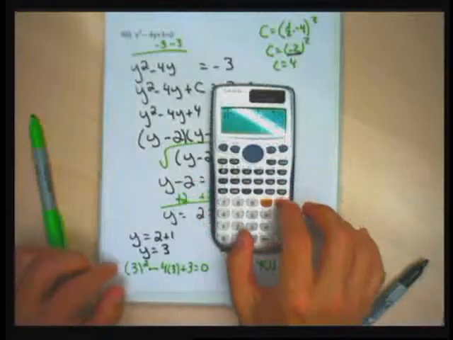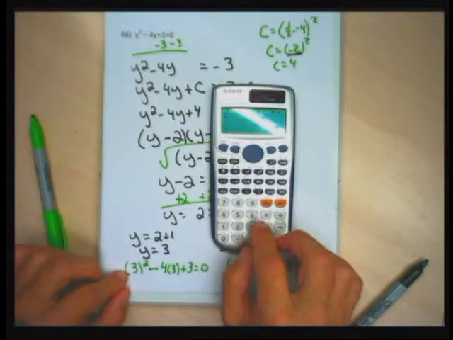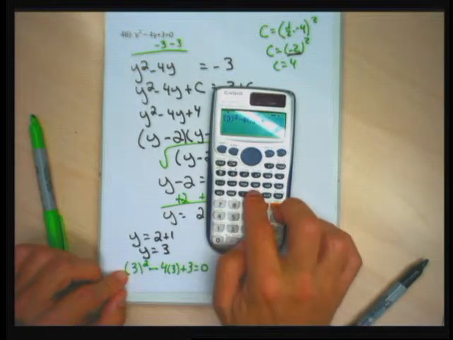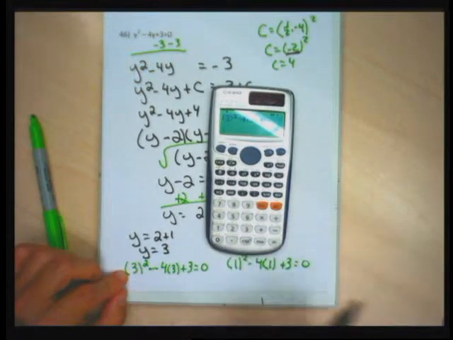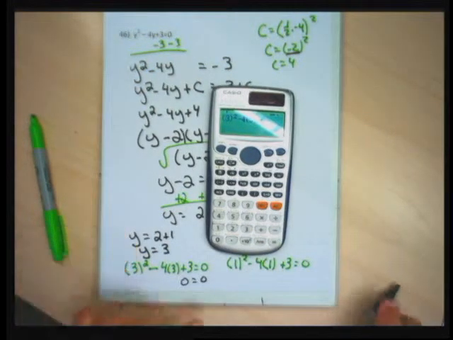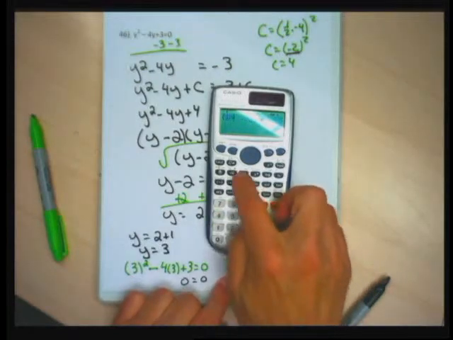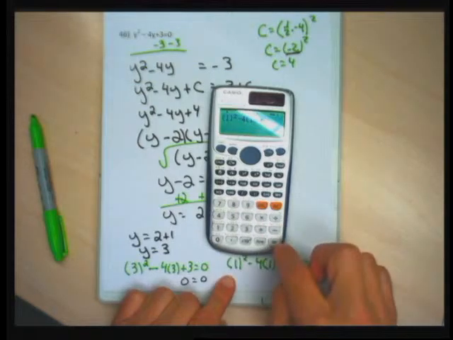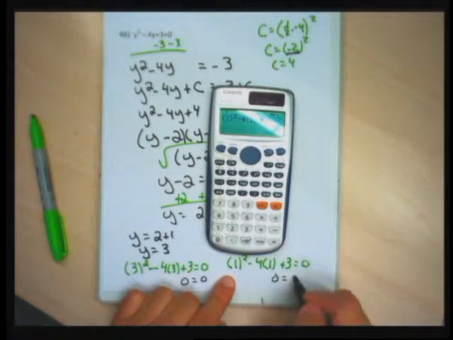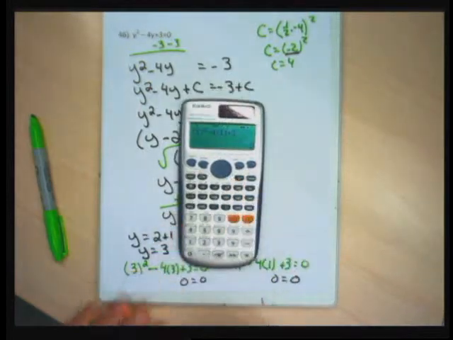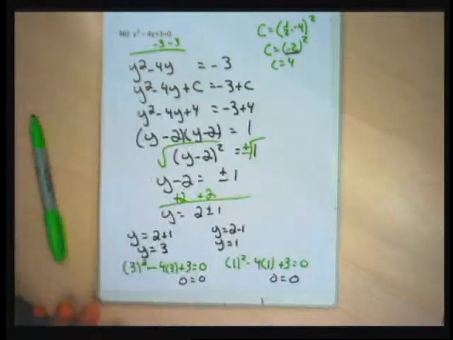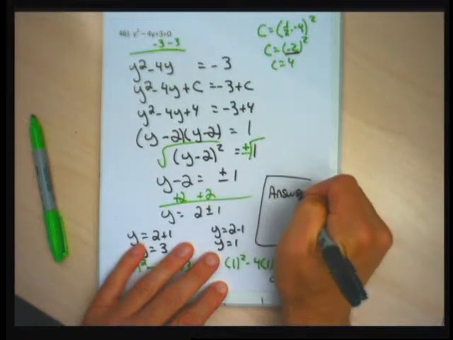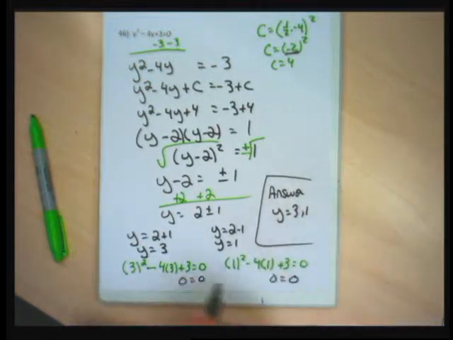So first one, 3 squared minus 4 times 3 plus 3. That gives me 0 equals 0, so that's good. Second one, 1 squared minus 4 times 1 plus 3. That gives me 0 equals 0. So both solutions, when I checked them, gave me a true statement, so I know both the answers work. And so for my answers, I'm going to say y equals 3 and 1.